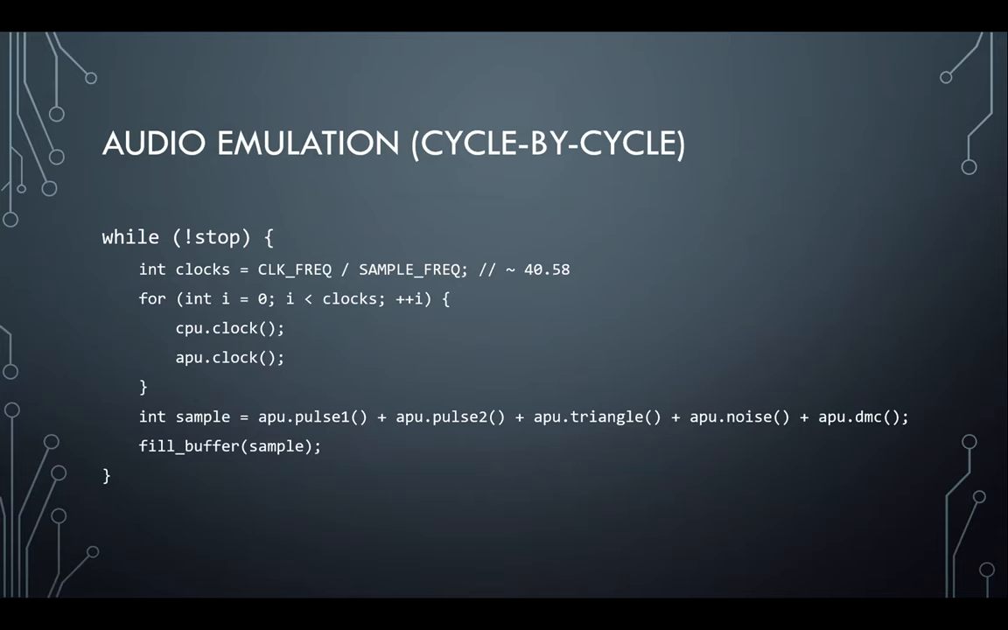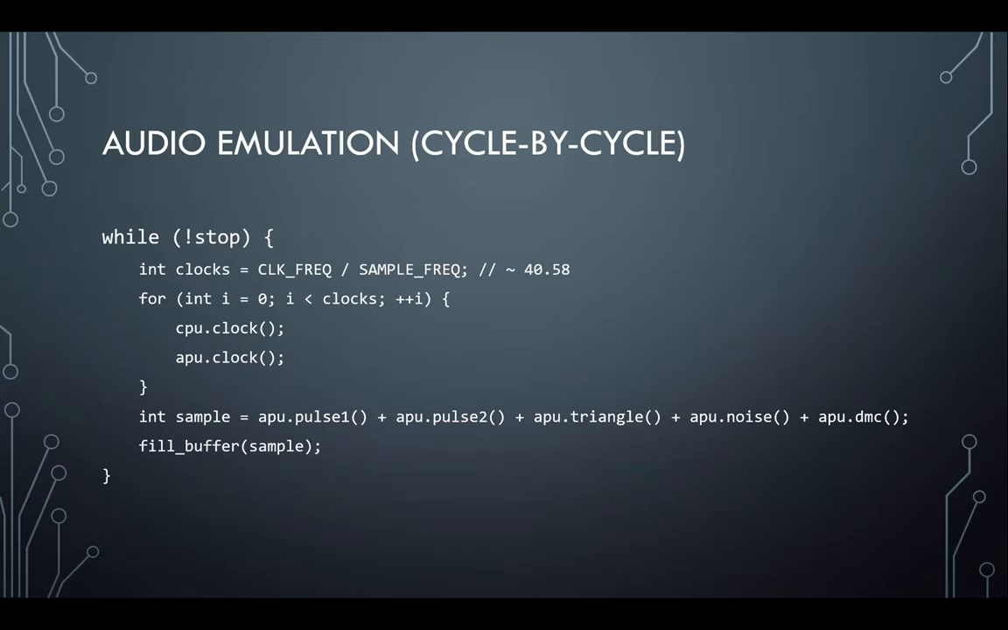So if we want to do the whole simulation like that, first thing is you define a sample frequency. For example, for audio, we use 44.1 kilohertz. And we have the complete clock frequency, which is about 1.8 megahertz. Divide this one, you get about 40 clocks. That means I need to clock APU and CPU for 40 clocks, then I do one sample. Then I clock another 40 clocks, I do another sample.